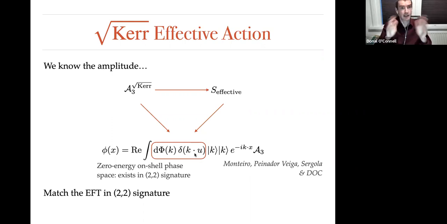So I will analytically continue to 2-2, where my 3-point amplitude is a perfectly sensible thing. This phase space is a perfectly reasonable thing to integrate over. I can certainly analytically continue my action there, match it, and then analytically continue back to Minkowski. Okay. So we're going to take an excursion into 2-2 signature for a little while.